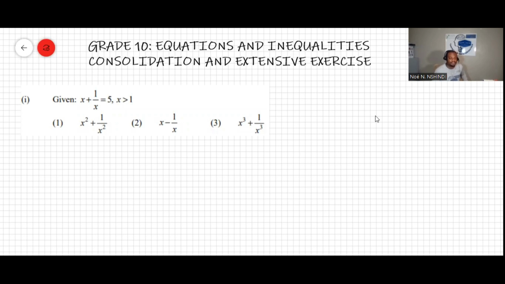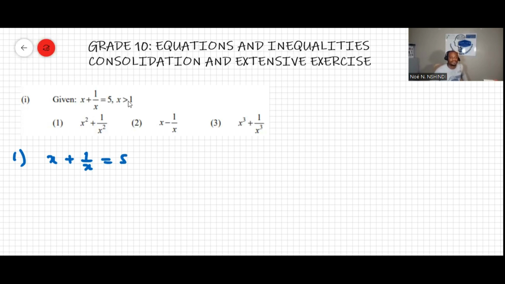Well, we have another question here. The question says that given x plus 1 over x equals 5 with x greater than 1, question 1 asks for x squared plus 1 over x squared. First of all, we need to find the value of x squared plus 1 over x squared. What do we have there? It says that x plus 1 over x equals 5. The condition is given that x is greater than 1.